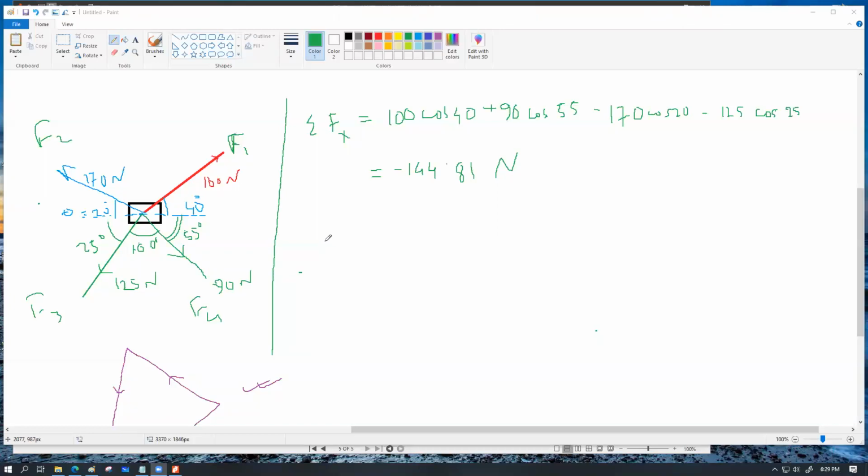If I do the same process for the resultant force in the vertical axis, then what can I write? Go ahead. For the vertical axis, have a look. In this case, all the upward components should be positive vertical components, and all the downward forces should be negative vertical components. Which means for this figure, F1 and F2 should give us positive vertical output and F3 and F4 should give us negative vertical output.